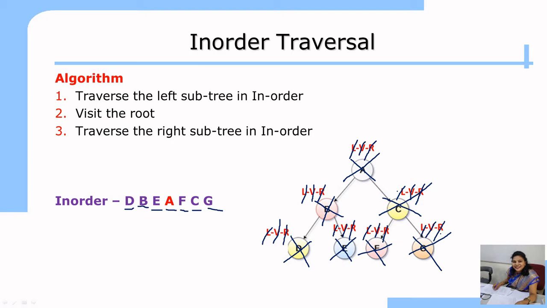So this is the algorithm for the in-order traversal, and this is a sum for the in-order. We are going to learn the program for this traversal in the last experiment, that is experiment number 12 in the practical session.